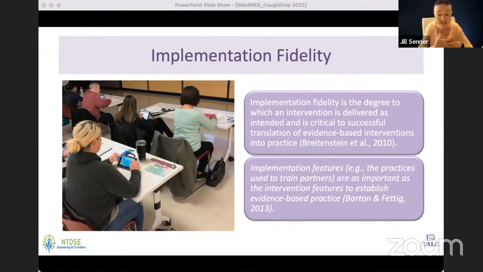So let's break that down, right? In other words, that means what we teach is as important as how we teach.